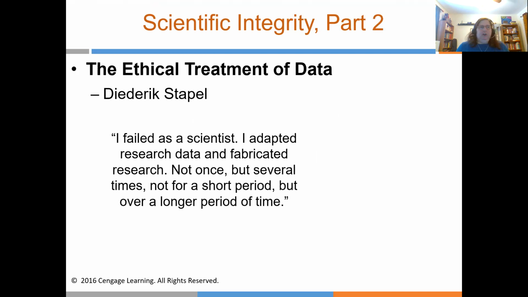Oh, this one's an interesting one. This is from this guy: "I failed as a scientist. I adapted research data and fabricated research, not once, but several times, not for a short period, but over a long period of time." This is a famous researcher who did all of this, basically. And a lot of his research, unfortunately, hit the media. Because it was so interesting and new and controversial, and no one had found this before, and no one had found it before because look what he was doing. So yeah.